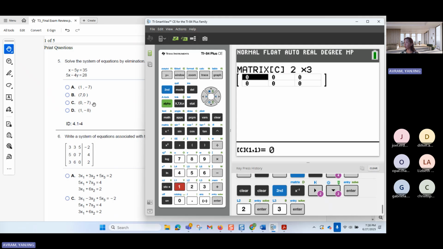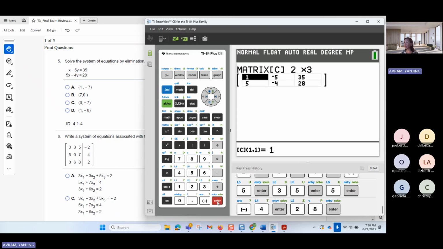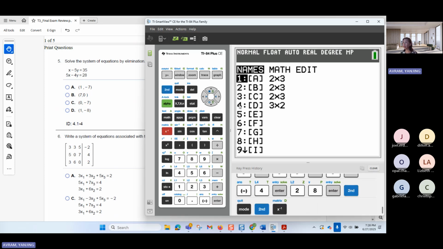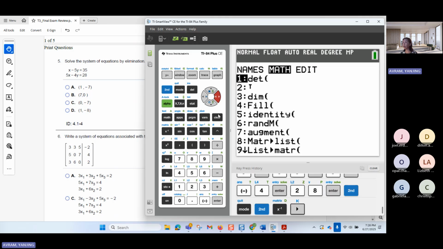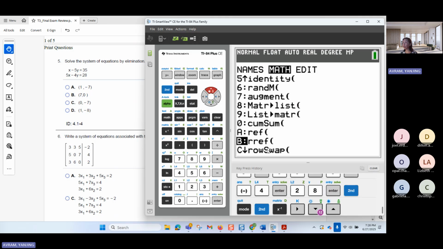Okay, so this one will be 1. This will be -5. Remember, -5, you have to use in parentheses. Okay, and then 35. All right, and then this will be 5, -4, 28. All right, so now we have a matrix, so we can solve this one. Remember, you have to second quit to the main screen and then go to the matrix menu to find the math, okay? And find your matrix function, RREF.